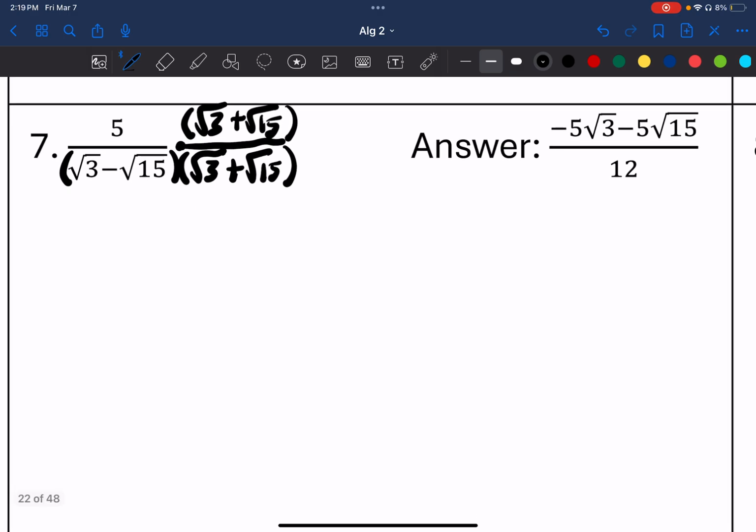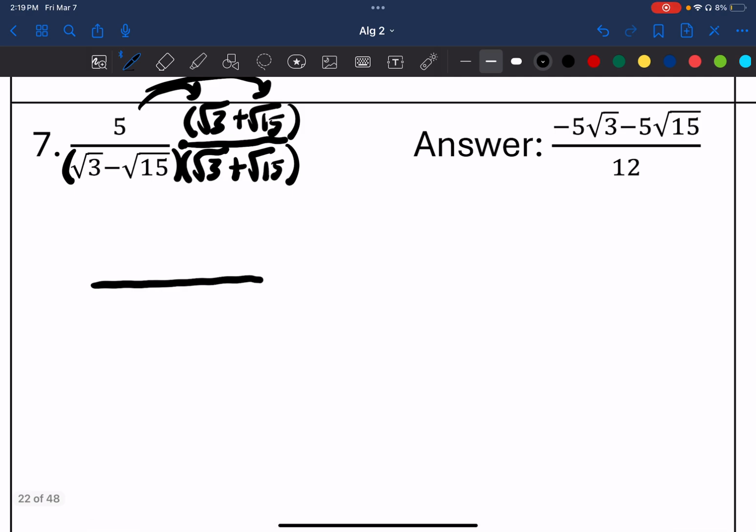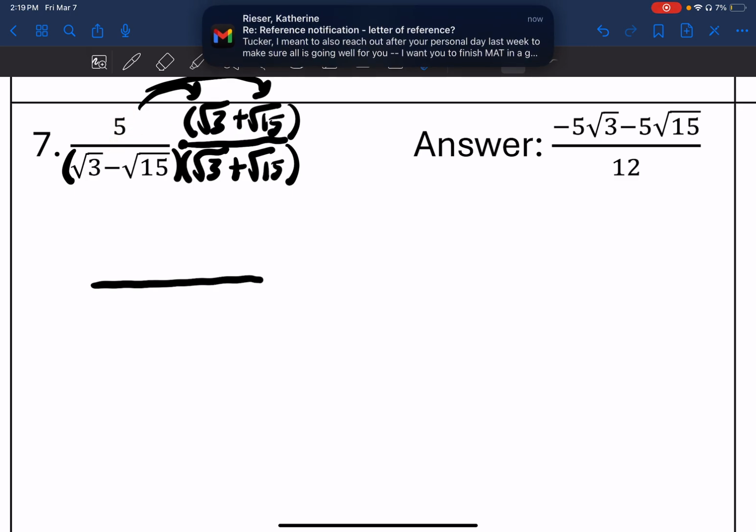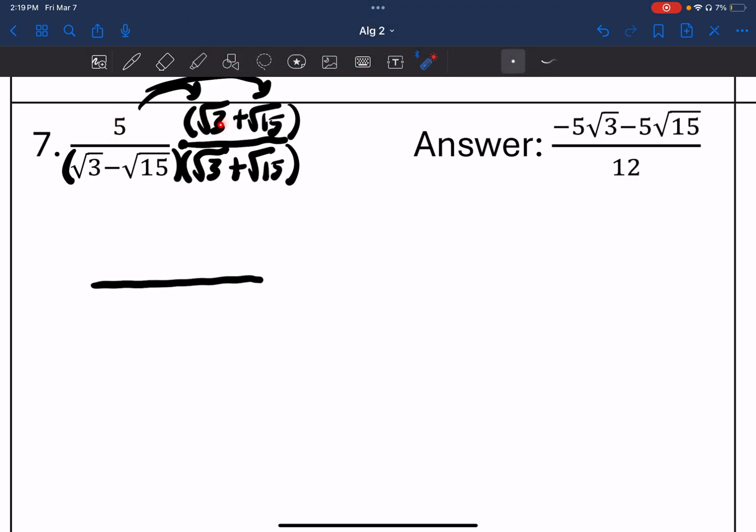All right. Starting with our numerator, we go there and there. And again, we can't multiply 5 times 3 here, right? We can't say that this is root 15 because 5 is a whole number and root 3 is a radical.